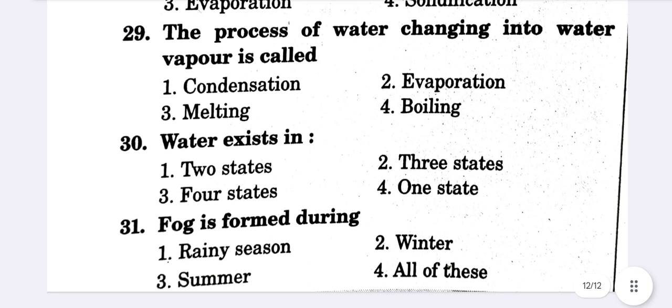Okay. Last but not the least question for this session. Fog is formed during rainy season, winter season, summer season, or all of these. You know, it is a simple logic question. Fog is formed during winter. Okay, the correct option is winter. And this is the last question for this session.